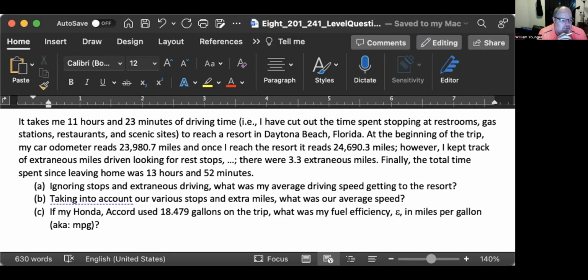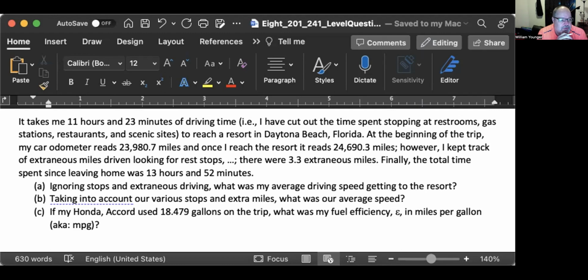In part A, I want you to ignore the stops and extraneous driving and compute what my average driving speed getting to the resort was. Part B, I want you to take into account our various stops and extra miles, what was our average speed? So this might be a more realistic figure to use if you ever want to consider exactly how long it's going to take you to get from, in this case, my house to Daytona Beach. And then finally, part C, if my Honda Accord used 18.479 gallons on the trip, what was my fuel efficiency, which I'm calling epsilon, in miles per gallon, aka MPG? That's another abbreviation we'll use, just like we'll use MPH for miles per hour.